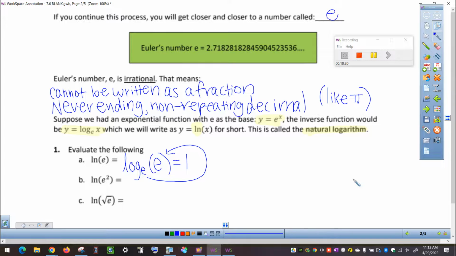All right, let's think about the next one here. So ln of e squared. If it helps, again, to think about a little base e, you could draw it in there to remind you of that. So this is asking, e raised up to what power is e squared?